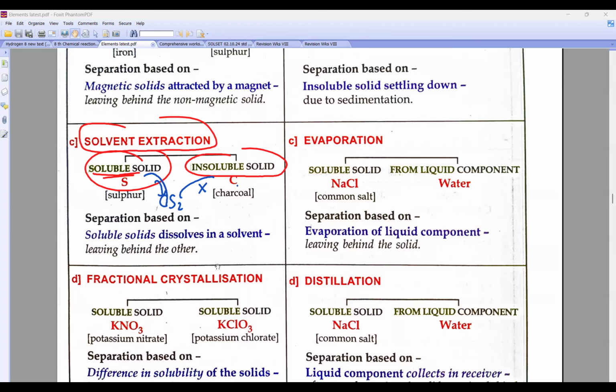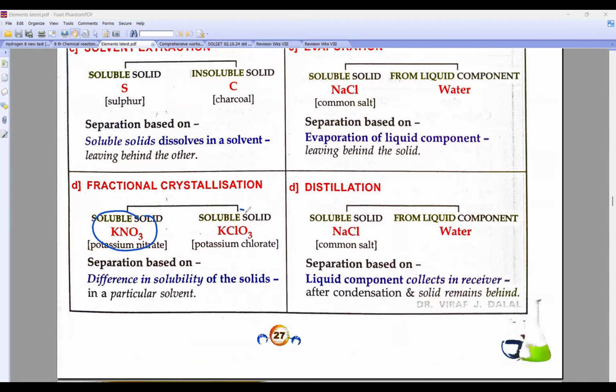Now, whenever two soluble solids are there, then what to do? This example you'll have to learn by heart. One is potassium nitrate and one is potassium chlorate. So, here, one will be more soluble and one will be less soluble. Both of them are soluble only. One will be less and one will be more.